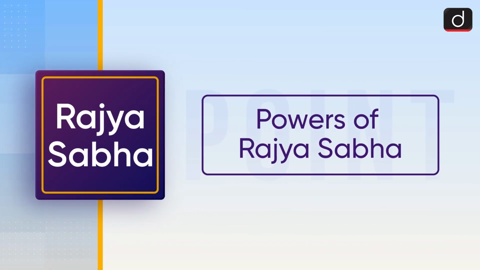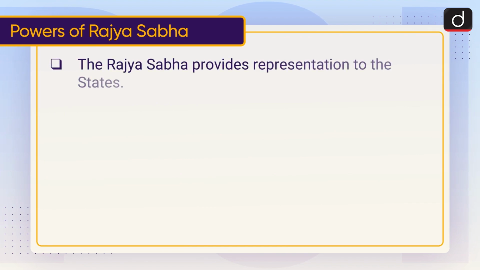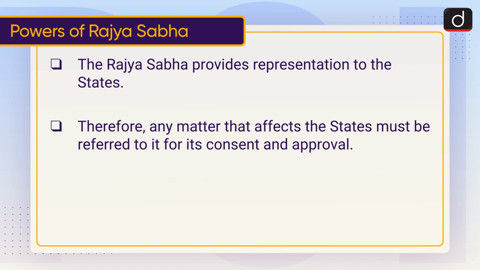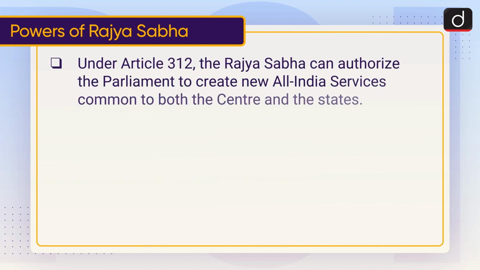Now moving on to the powers of Rajya Sabha. The Rajya Sabha provides representation to the states. Therefore, any matter that affects the states must be referred to it for its consent and approval. If the Union Parliament wishes to remove or transfer a matter from the state list, the approval of the Rajya Sabha is necessary. Under Article 312, the Rajya Sabha can authorize the Parliament to create new All India Services common to both the centre and the states.